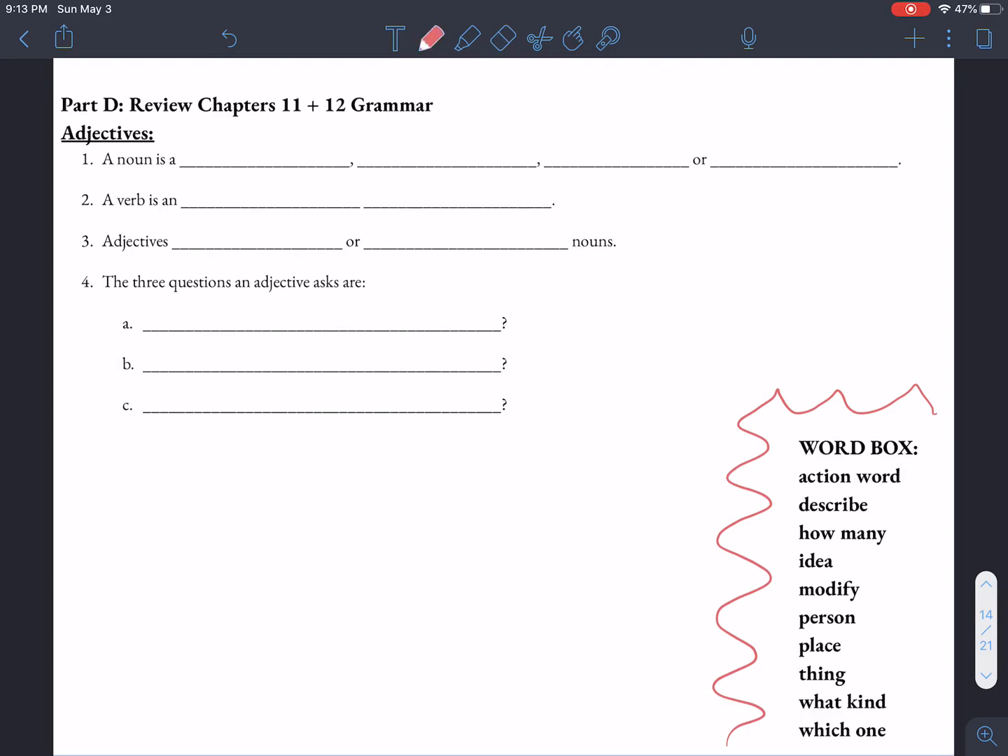So let's go through now. Number 1, a noun is a blank, blank, blank, or a blank. Well, we know this from the reading. A noun is a person. Let's cross that off. Place. We can cross that off. Thing. We can cross that off as well. Or an idea. We're crossing them off as we use them, because each one's only going to be used once. Number 2, a verb is a blank, blank. This one's kind of easy because it's got 2 words in the answer. A verb is an action word.